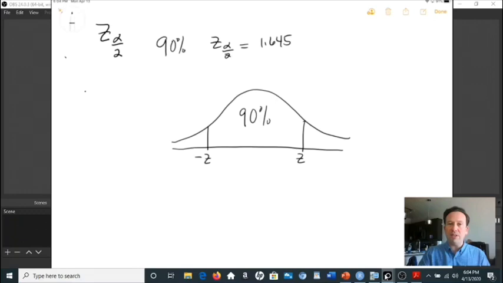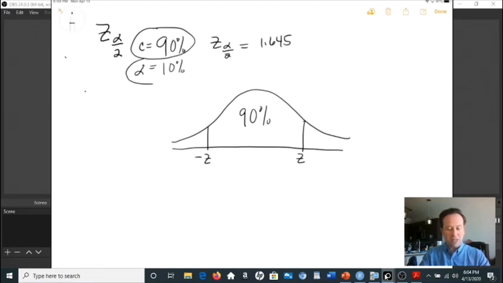So this is what a confidence interval looks like under a bell curve. It's literally just the amount of area between 2 particular symmetric values. So it's 90% of the area. Now, if this is our confidence level, if C is 90, what's alpha? Remember, alpha is the amount of error. So in this case, it's 10%, so that they add up to 100.